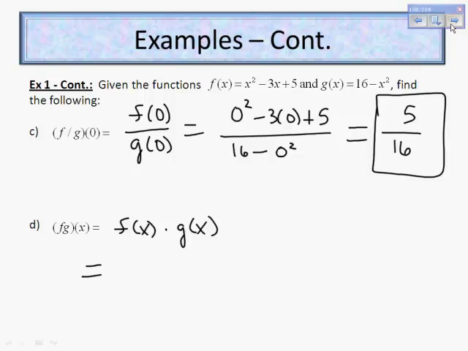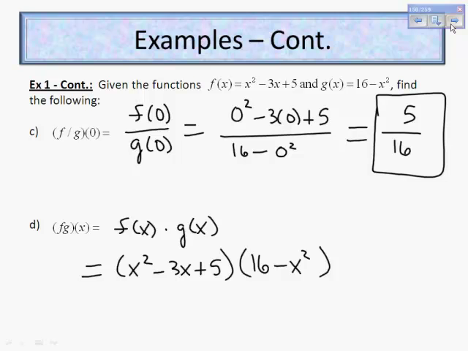So now, f of x. Look up here. We see what f of x is equal to. F of x is equal to x squared minus 3x plus 5. So I must substitute what f of x they define it to be, x squared minus 3x plus 5. So I substituted, putting parentheses around it, times g of x, and I also have a formula for g of x. G of x is 16 minus x squared.